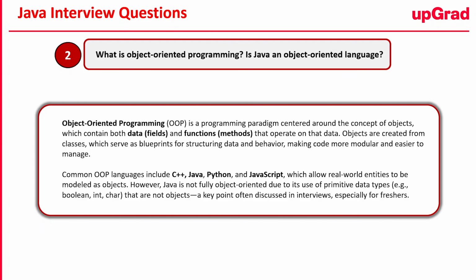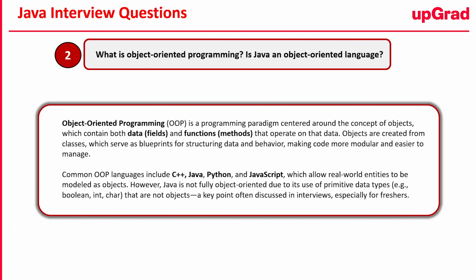In OOP, objects are created from classes, which act as blueprints that define the structure and behavior of the objects. This helps organize code by linking data with procedures that operate on it, making programs more modular and easier to manage. Some common OOP languages include C++, Java, Python, and JavaScript. These languages allow you to model real-world entities as objects, providing a clear and efficient way to write complex applications.